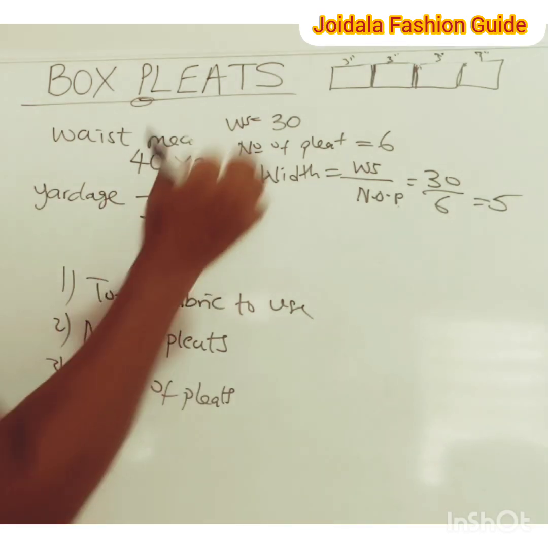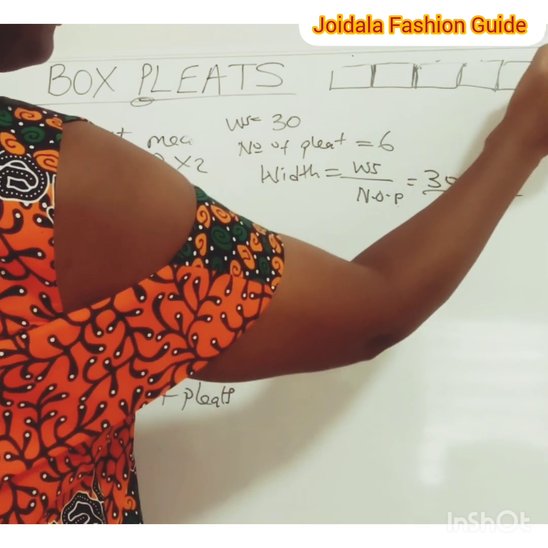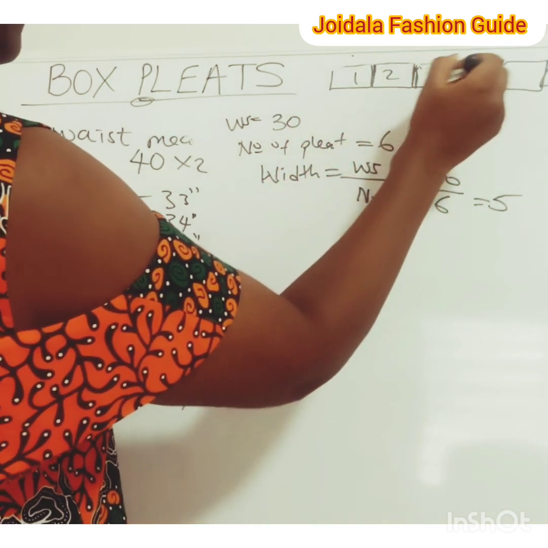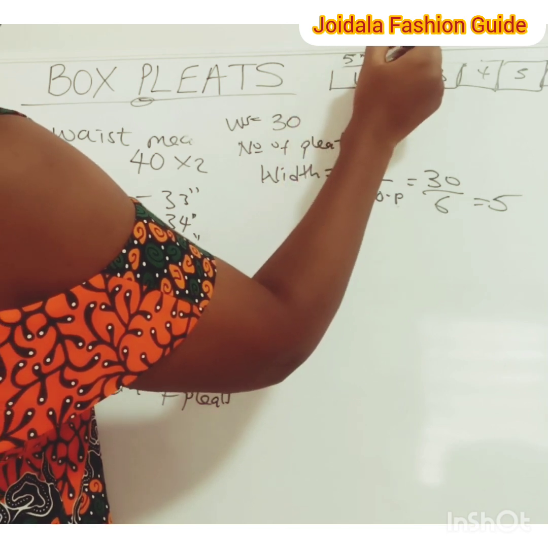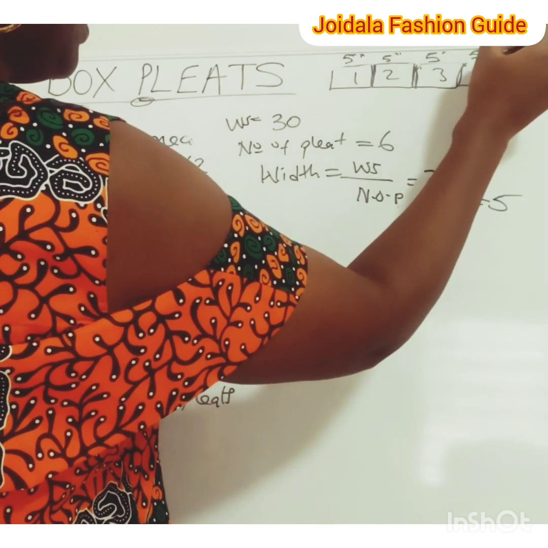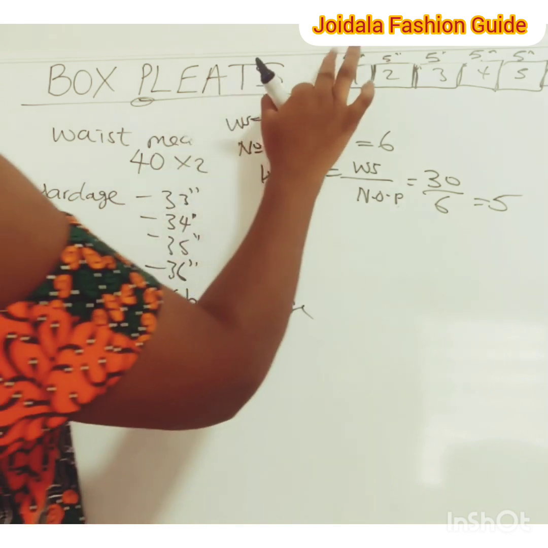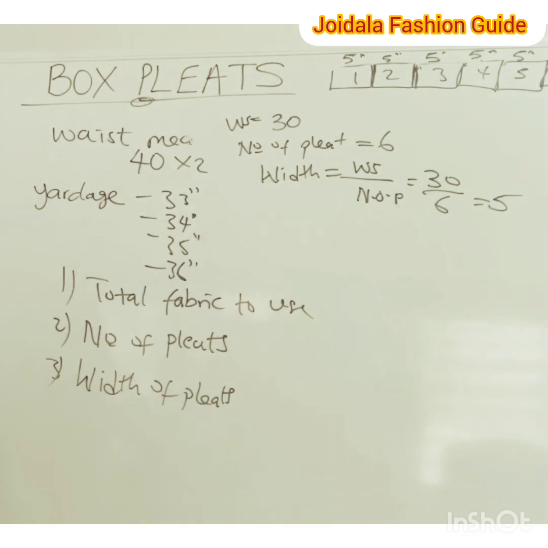So that means you are going to have 6 box pleats, and each of them will be 5 inches wide. So that by the time you add all of the 5, 10, 15, 20, 25, 30, you now have the length of the waist. So that is how to determine the number of pleats.